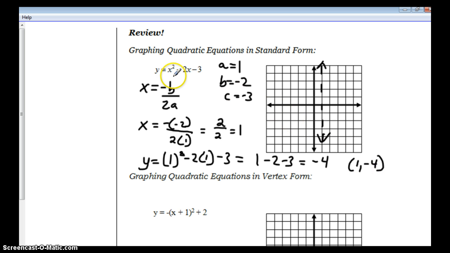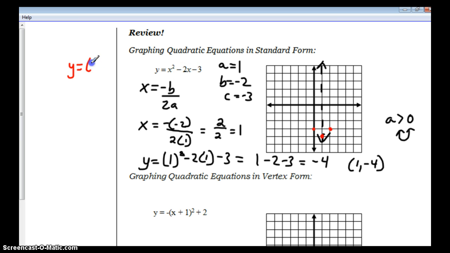Our parabola is going up because our a is positive. And our y-intercept is -3. So we can use those points to plot our parabola. So right here would be our vertex, and then -3 is our y-intercept, and I could use the axis of symmetry to reflect that point. Also, I could use the zeros. I could find those to graph some more points.